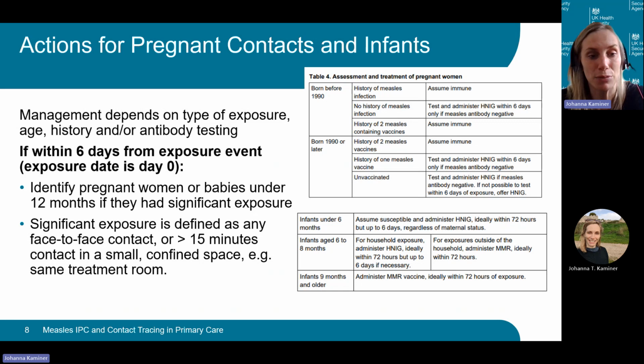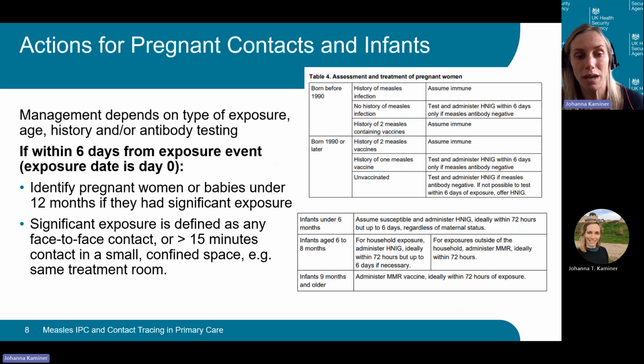So how is a significant exposure defined? It's defined as any face-to-face contact or more than 15 minutes contact in a small confined space, for example, the same treatment room. You might ask, what if they have spent more than 15 minutes in the same waiting area? Then please clarify the size of the waiting room as part of your risk assessment. If the waiting room, for example, is larger than a standard room in a house or is well spaced, then this would be unlikely to be considered an at-risk space.